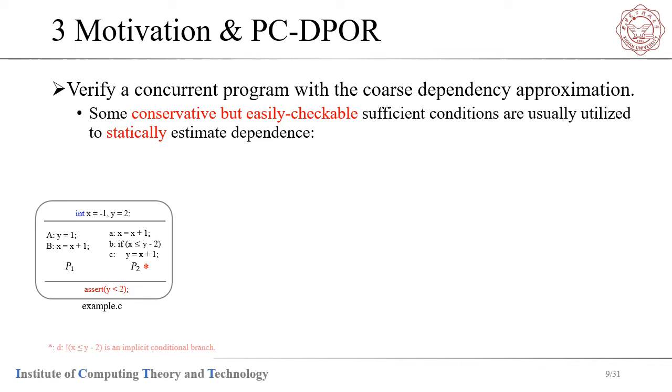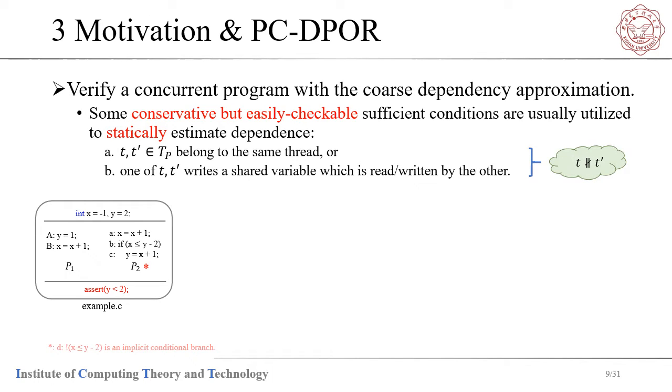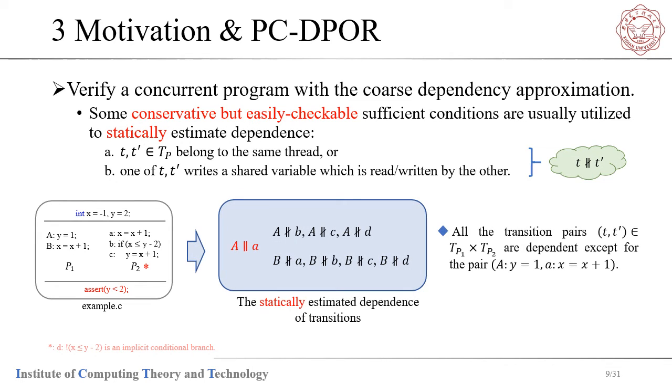However, due to the impracticality of checking the independence of transitions for all states, some conservative but easily checkable conditions are usually adopted. As an example, if transitions T and T' belong to the same thread, or one of them writes a shared variable which is rewritten by the other, then they are regarded as dependent. For the example program, only the pair uppercase A and lowercase a are estimated as independent.